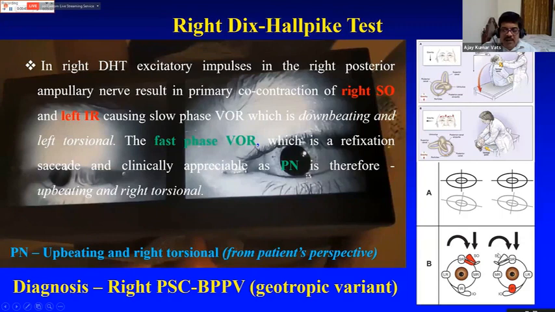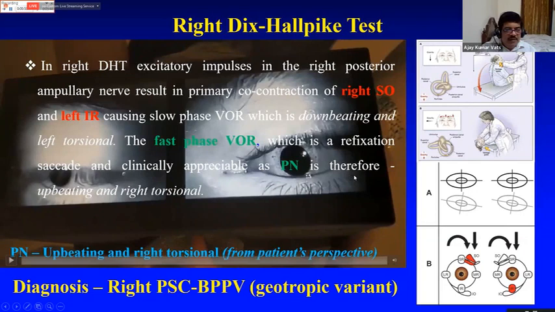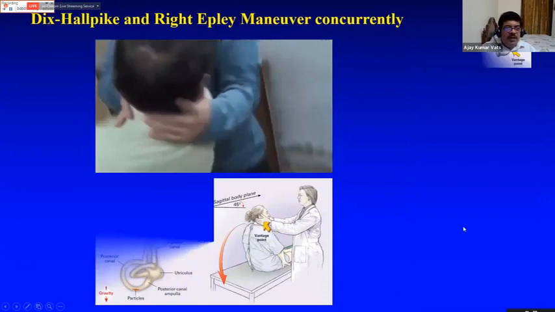And this causes a slow phase, which is down beating and left torsional from the patient's perspective. The fast phase VOR, which is a refixation saccade and is clinically appreciable as positional nystagmus, is therefore upbeating and right torsional.